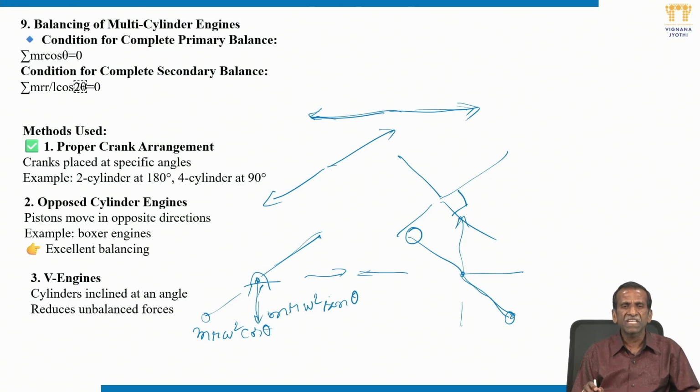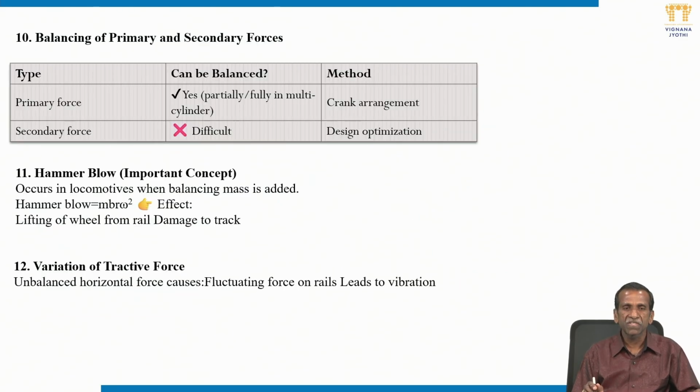These are the various arrangements: crank arrangement, opposite cylinder engines, and V engines. These make complete balancing of primary forces possible. This is how we balance primary forces. Yes, we can balance fully only in multi-cylinder engines. For single cylinder engines, it is not possible to balance, because there is a resulting swaying couple, as you have seen. So how do we balance? By proper arrangement of the cranks of each cylinder.